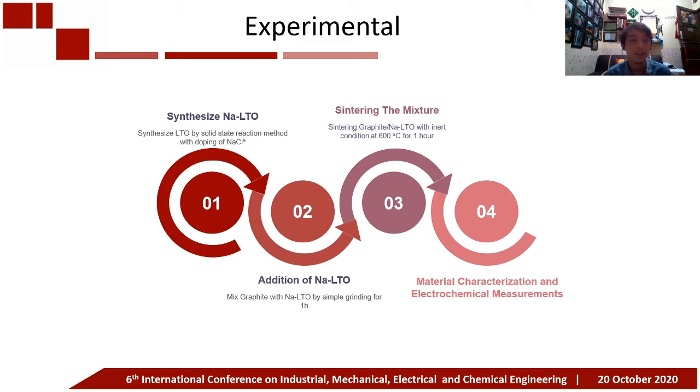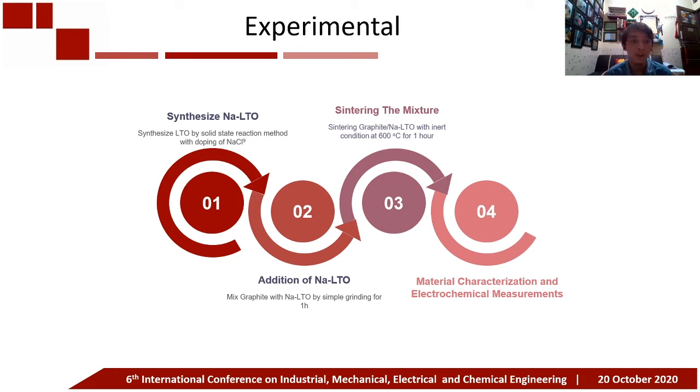For the experimental, the first step is the synthesis of sodium lithium titanate oxide by the solid-state method. The materials that we use are lithium hydroxide monohydrate, titanium dioxide, sodium chloride, and ethanol. These materials are used to make sodium lithium titanate oxide. After the synthesis process is complete, the sodium lithium titanate oxide is sintered at 800 degrees Celsius for 12 hours to produce sodium lithium titanate oxide powder.